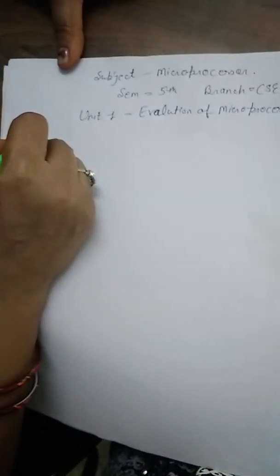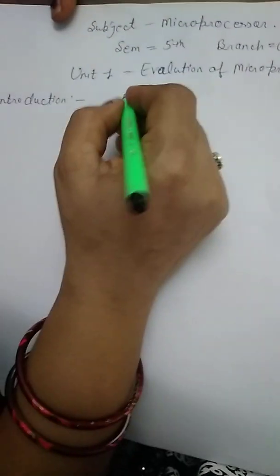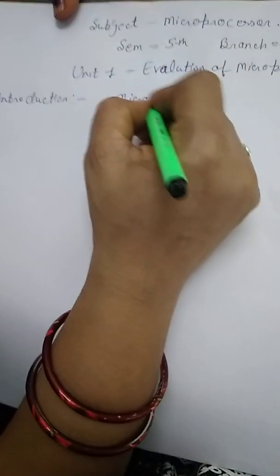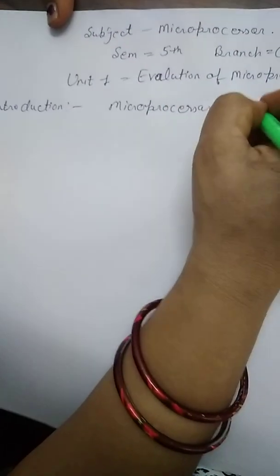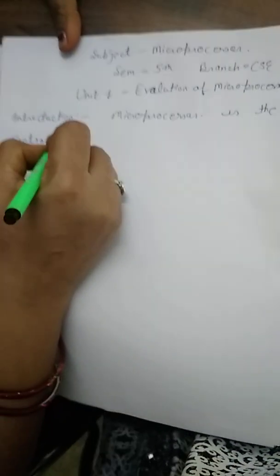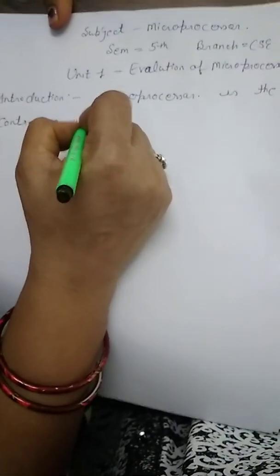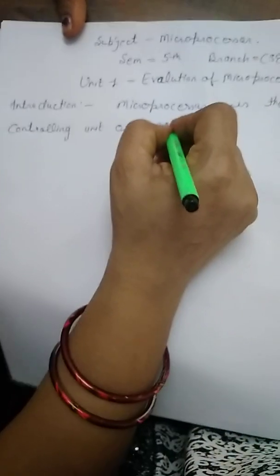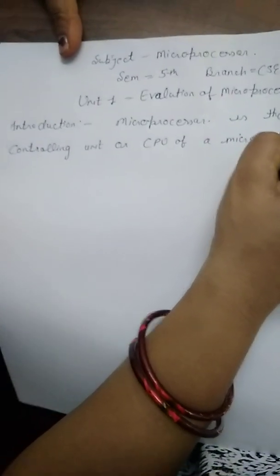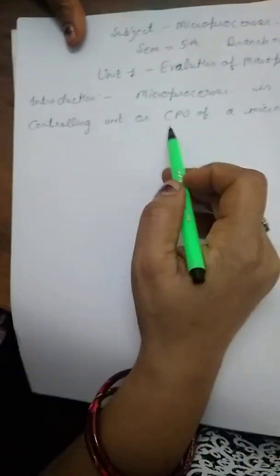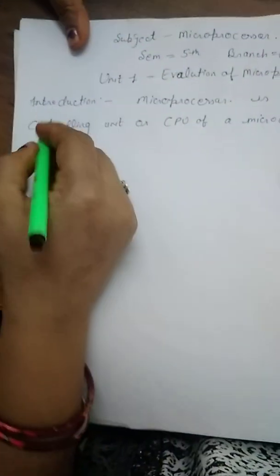Now first is introduction. What is microprocessor? A microprocessor is a controlling device, the controlling unit or CPU of a microcomputer.